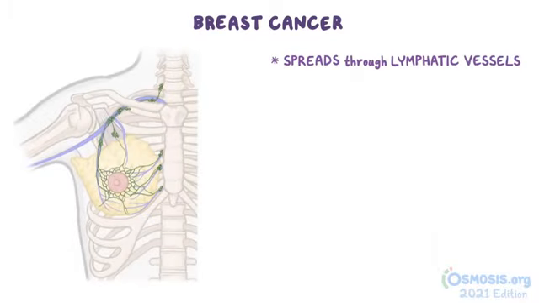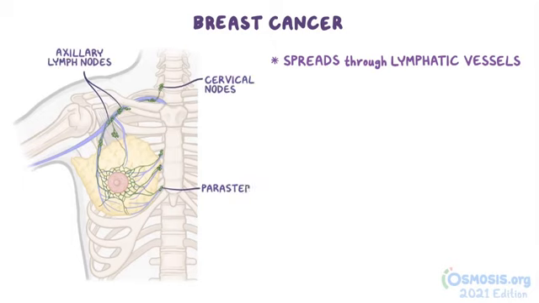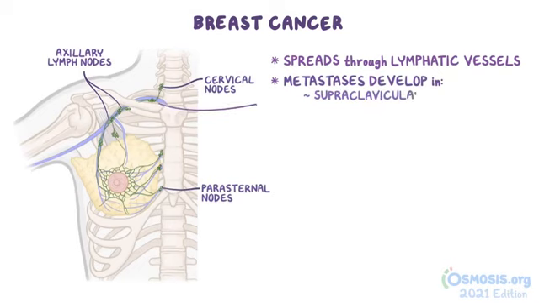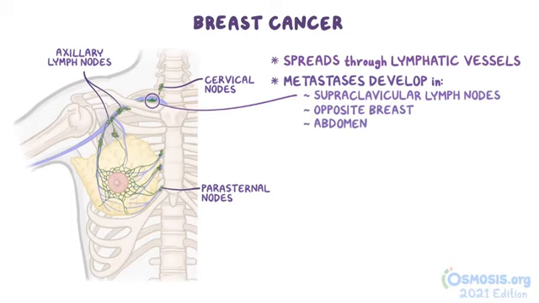Breast cancer usually spreads through lymphatic vessels, which basically carry cancer cells from the breast to the lymph nodes, especially those in the axilla. Communications among lymphatic pathways and among axillary, cervical, and peristernal nodes can cause metastases from the breast to develop in the supraclavicular lymph nodes, in the opposite breast, or in the abdomen, but the most common site of metastasis of breast cancer remains the axillary lymph nodes.